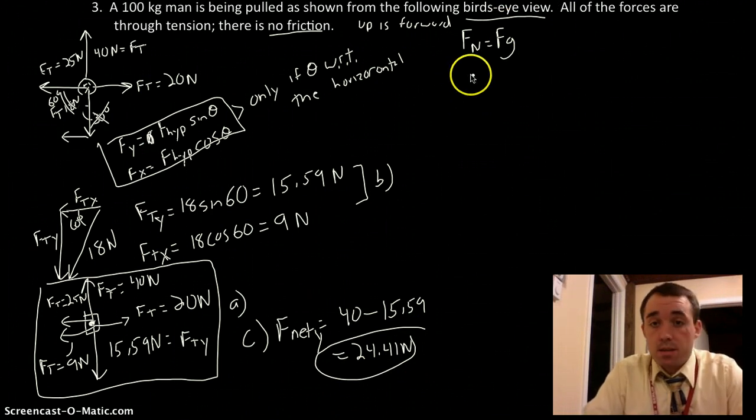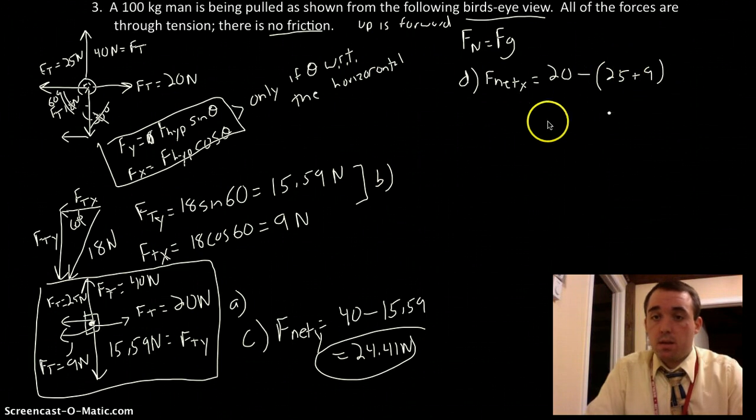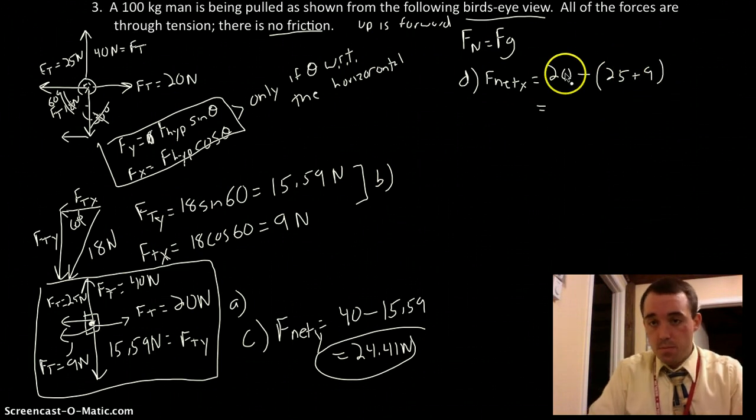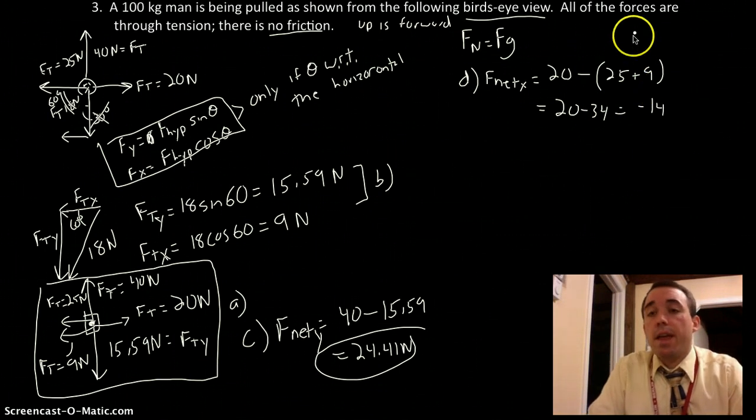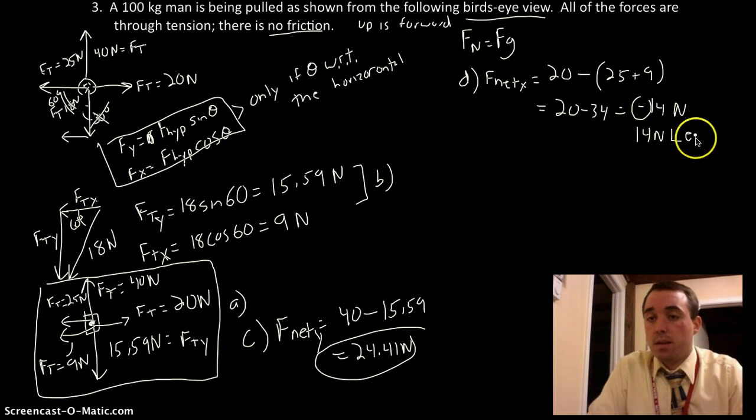We've got to find part D, our total horizontal force. That's total right minus total left. Our total left is 25 plus 9. 25 plus 9 is 34. 20 minus 34 gives us negative 14. Negative just means to the left. So negative 14 newtons or 14 newtons left.